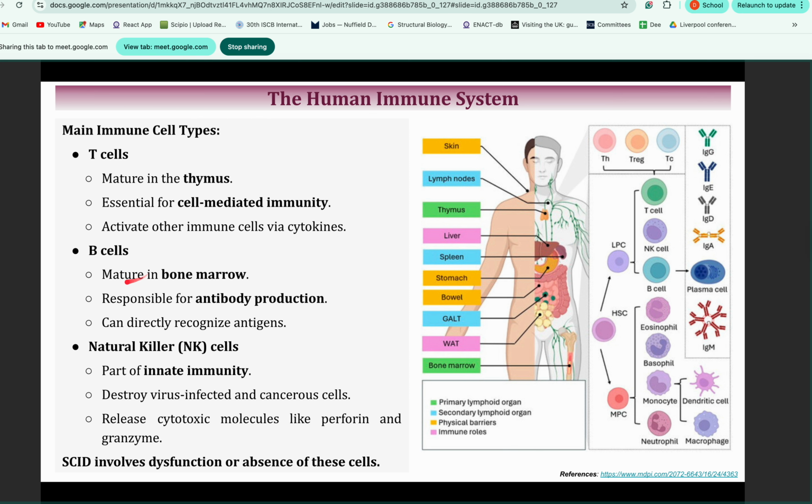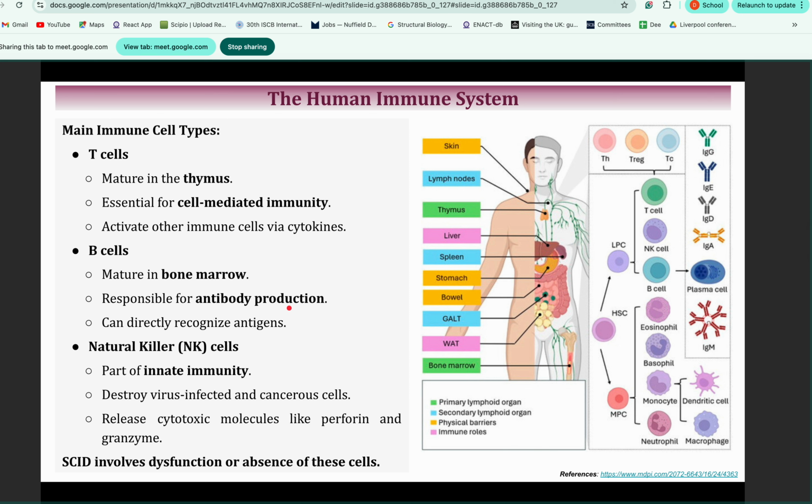Then come B cells, which mature in the bone marrow. Based on the place where they mature, they have got these names. T cells got the name T because they mature in the thymus, whereas B cells, because they mature in bone marrow, got the name B cells. They are responsible for antibody production. I hope you are aware of the terms antigen and antibody.